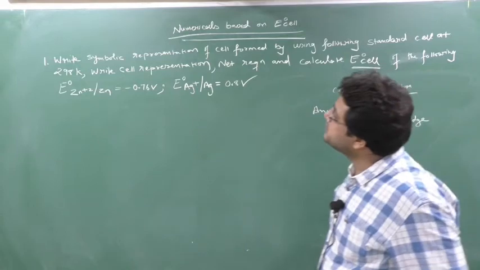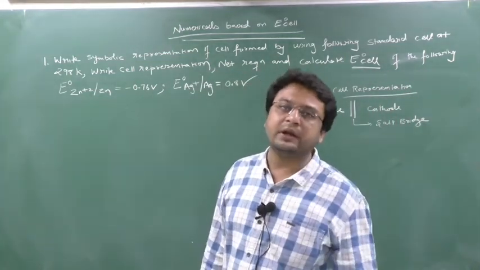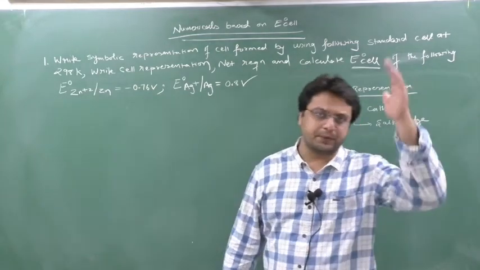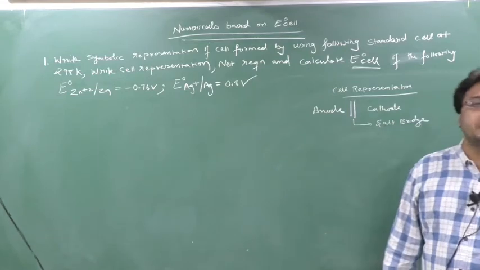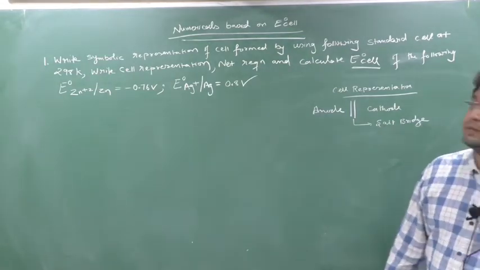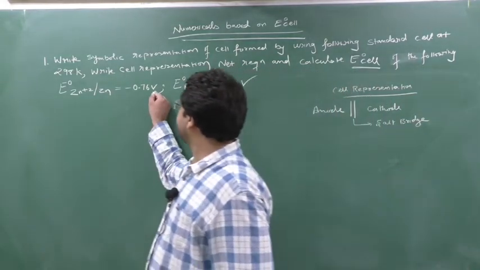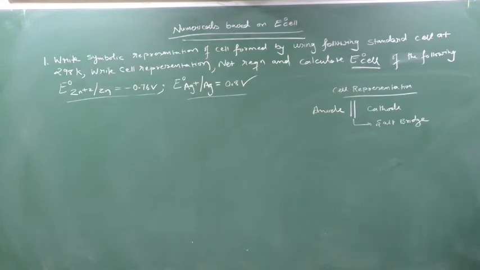First thing you should see whether they have given the reduction potential or oxidation potential. If they have given reduction potential value, proceed with the problem. But if they have given the oxidation potential value, first convert it into the reduction potential value and then proceed. Here, fortunately, they have given the reduction potential value only, so proceed with the problem now.